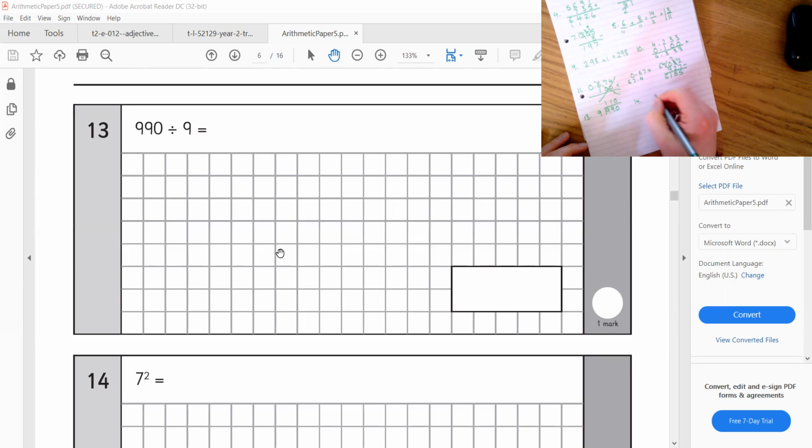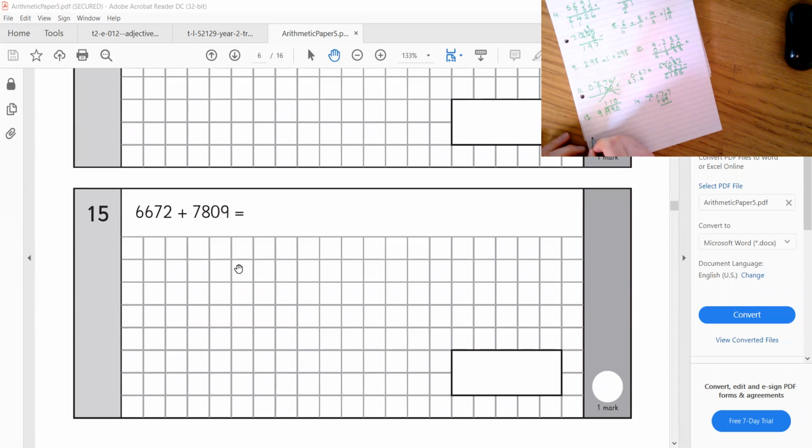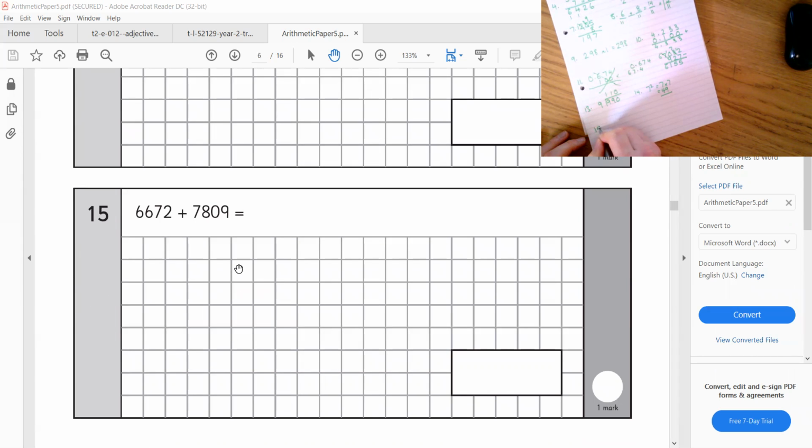Number 14, 7 squared. Well, that equals 7 times 7. And I know 7 times 7 is 49. So you should have ended up with 49. Question 15. I'll do that one down here. Can you see that one? I can do that here. You need to shout at the screen if you can't see it. 6, 6, 7, 2. 7, 8, 0, 9. There we go.